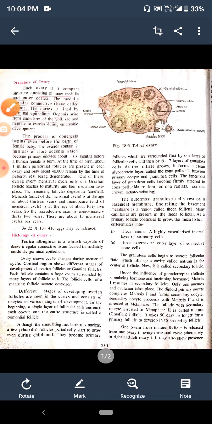As the follicle grows, it forms a clear glycoprotein layer called the zona pellucida. Regarding that zona pellucida, we learnt in the structure of ovum, between the primary oocyte and granulosa cells. See here, if you see between that primary oocyte, this is a primary oocyte, or sorry, I think this is a secondary oocyte.